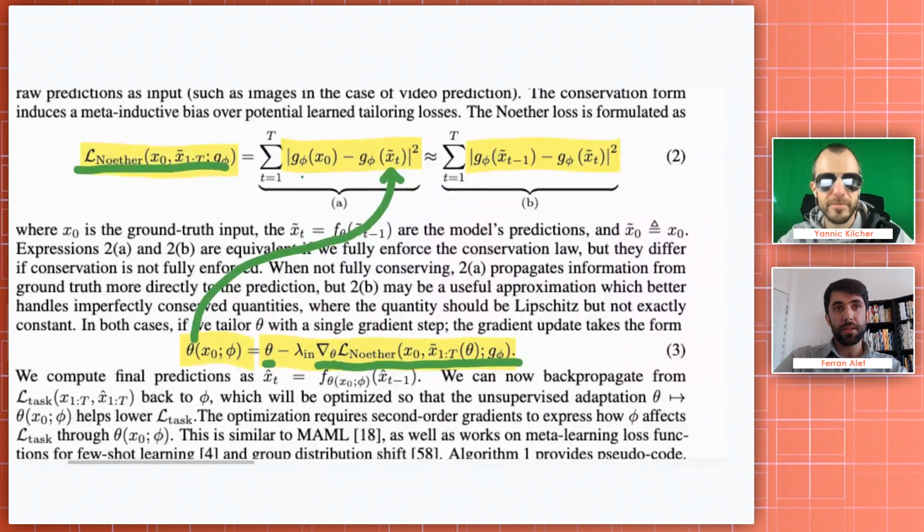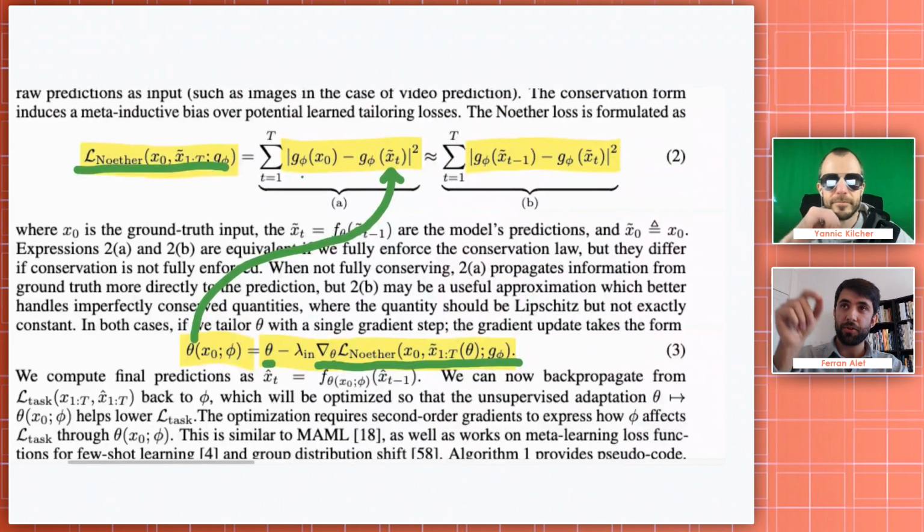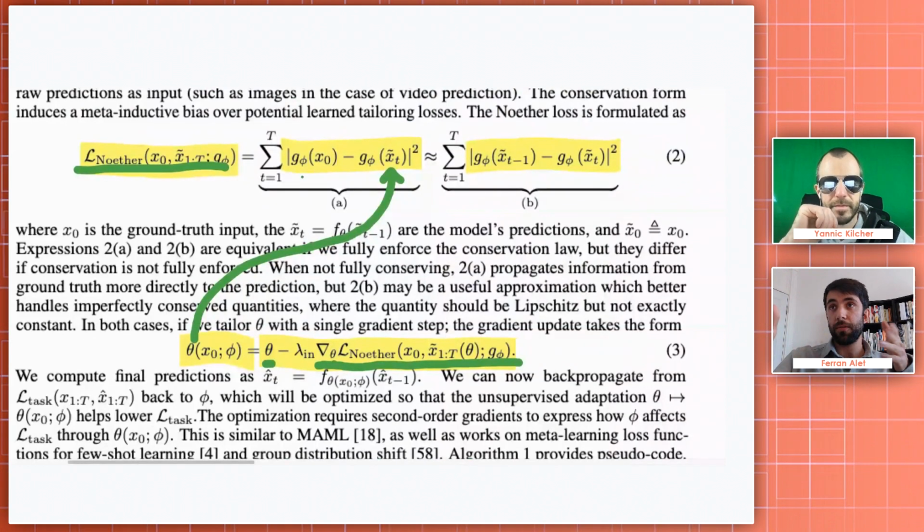Exactly. So this is some previous work of ours, which we call tailoring. The idea of tailoring is, just because of what you said, that the adaptation is customized for each individual data point. And the idea there was a general way of encoding inductive biases with unsupervised auxiliary losses.